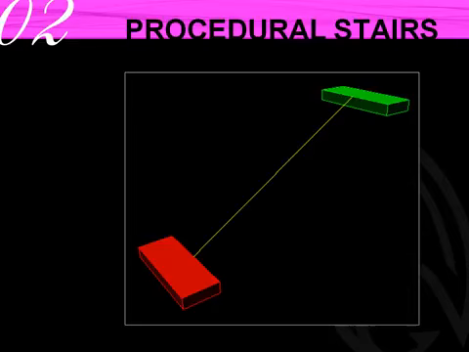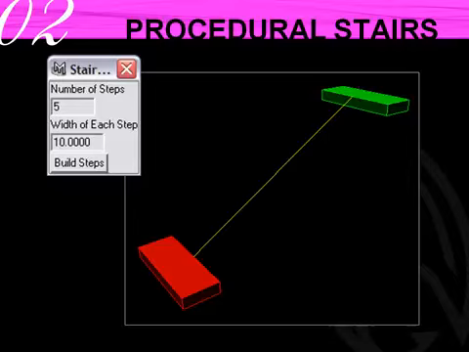So our next section is entitled Procedural Stairs. In this section, we're going to create a tool that's going to allow us to create stairs from one floor to another. You can see here represented by the red block and the green block along this yellow line. Essentially, the tool will allow us to choose a number of steps and the width of each step.